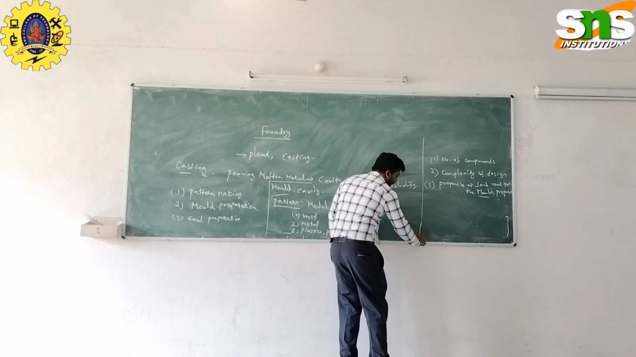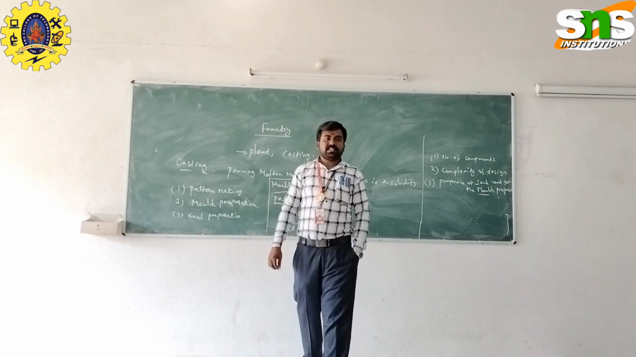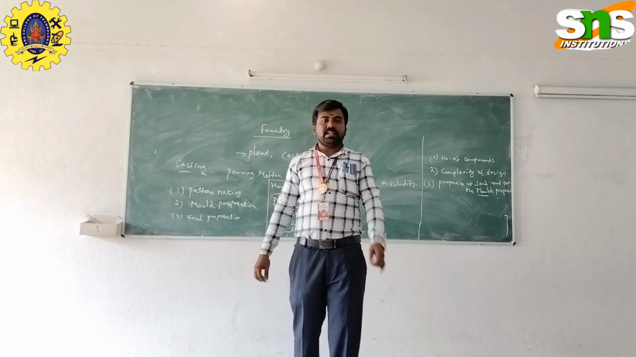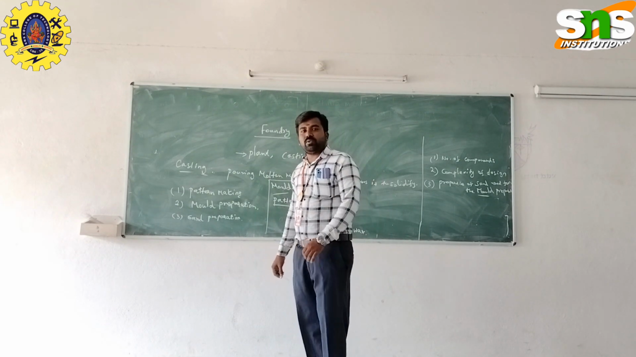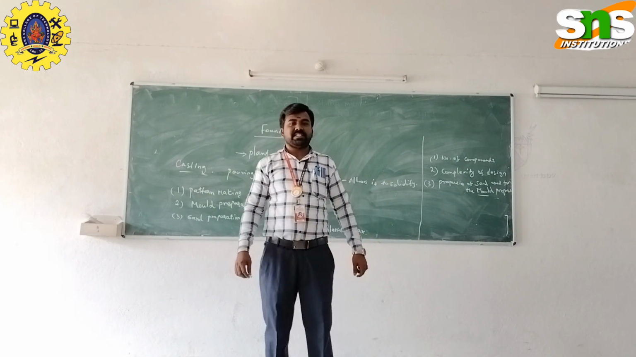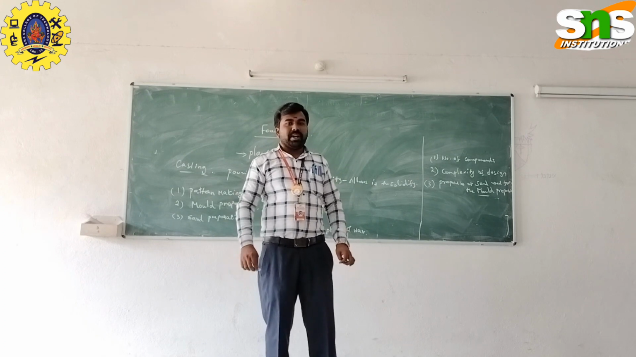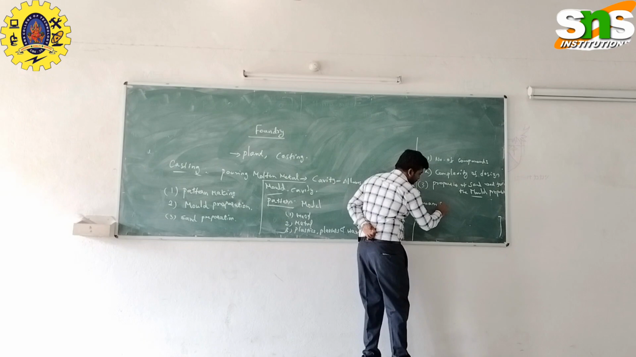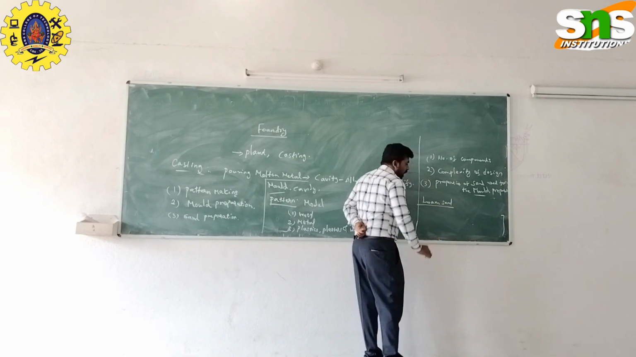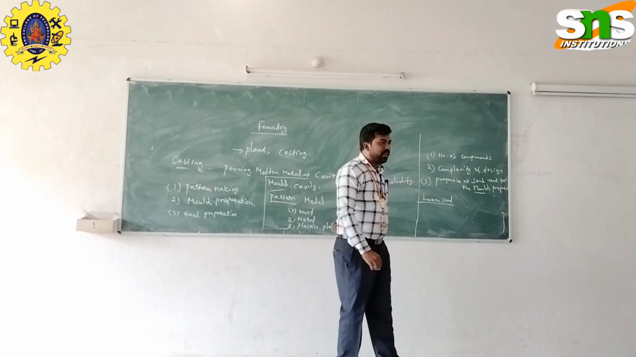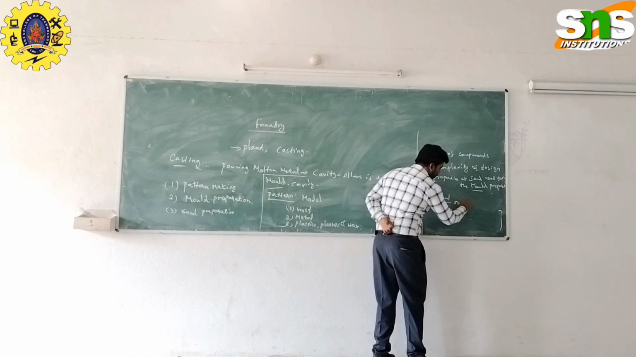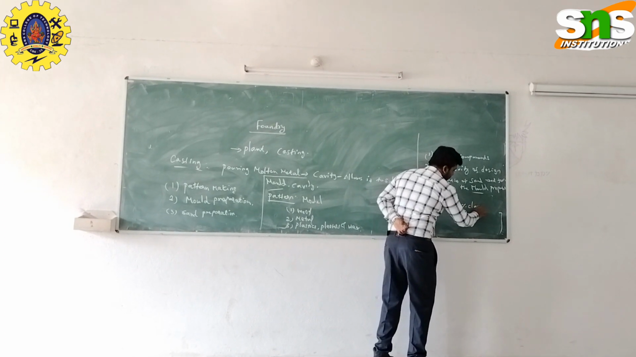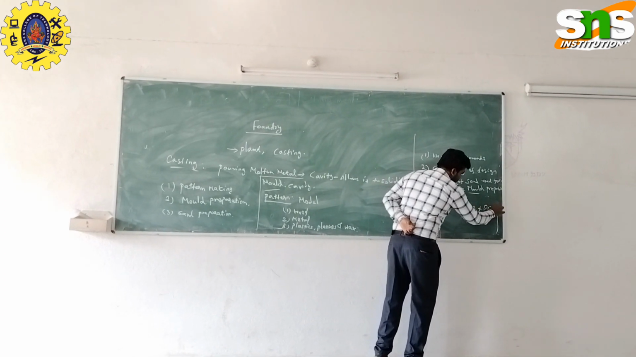Then there are five types of sand used in the casting process. The first one is green sand, the second one is dry sand, the third one is loam sand, the fourth one is facing sand, and the fifth one is parting sand. The loam sand consists of 50% clay plus 50% water.